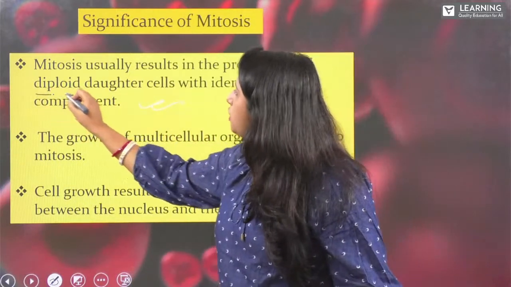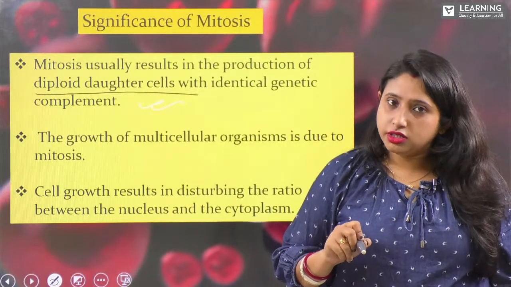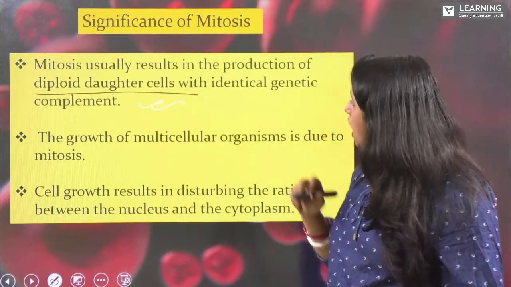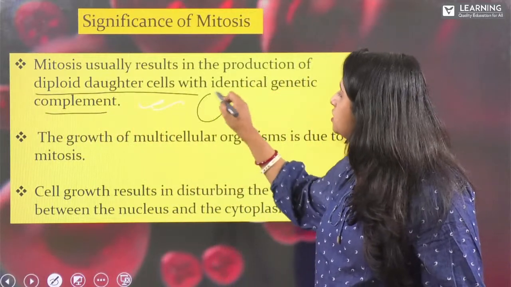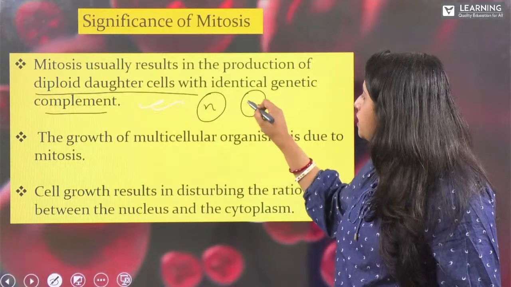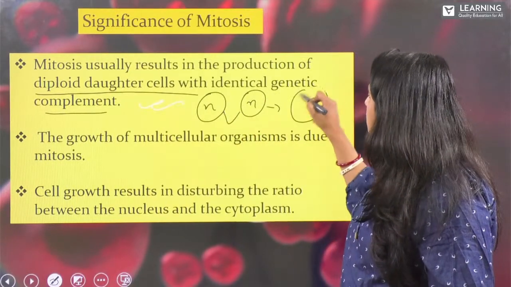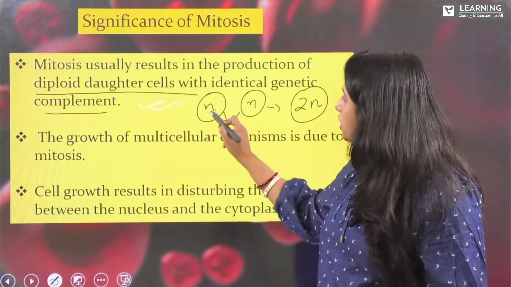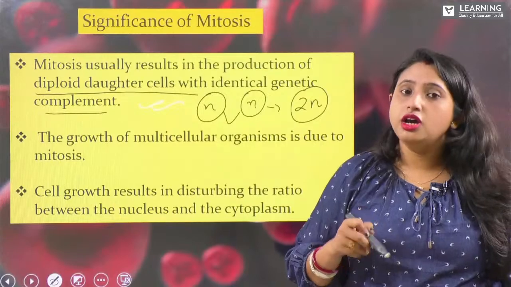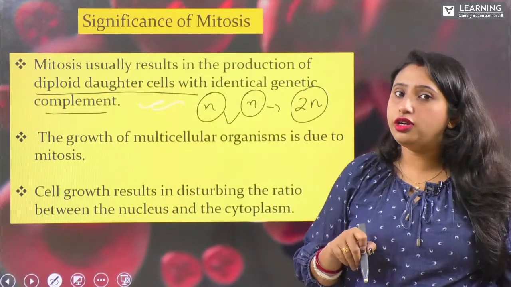So, what is its function? It results in the production of diploid daughter cells with identical genetic complement. So see, this is n cell, this is n cell. After the fusion, it will result in the formation of diploids. The gametic cells are haploid, right? So after the fusion of gametes, it leads to the formation of diploid daughter cells.